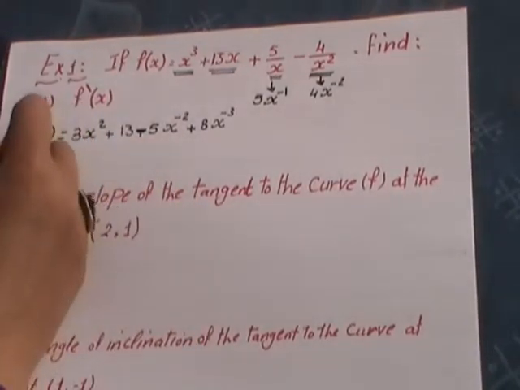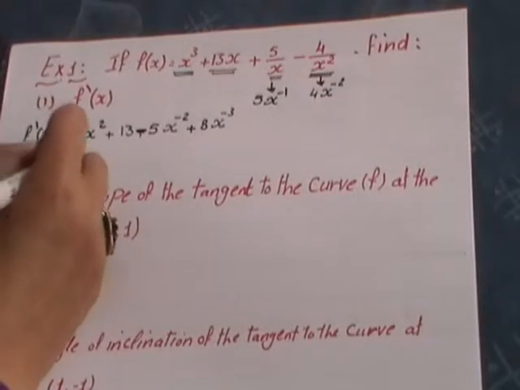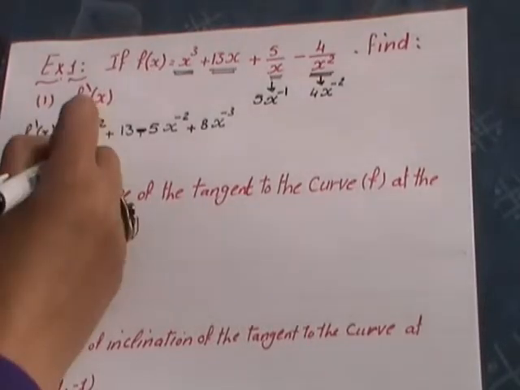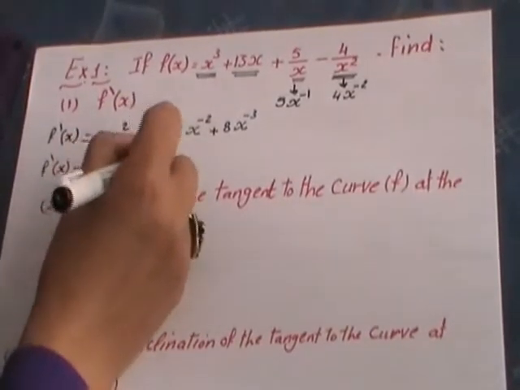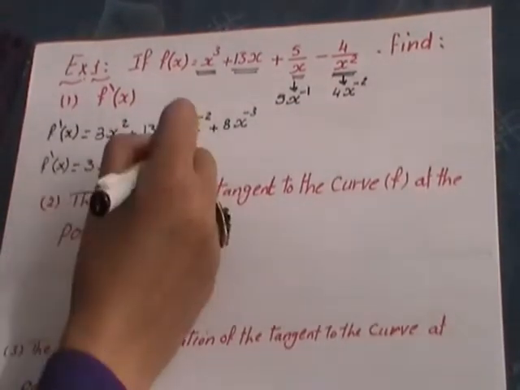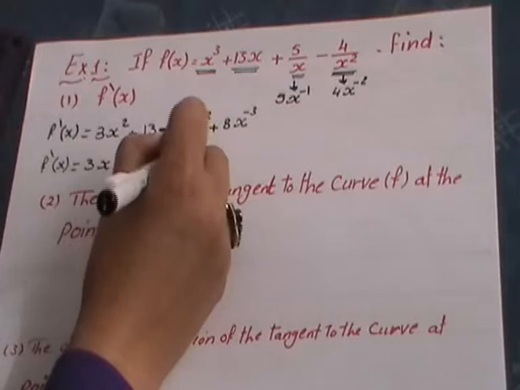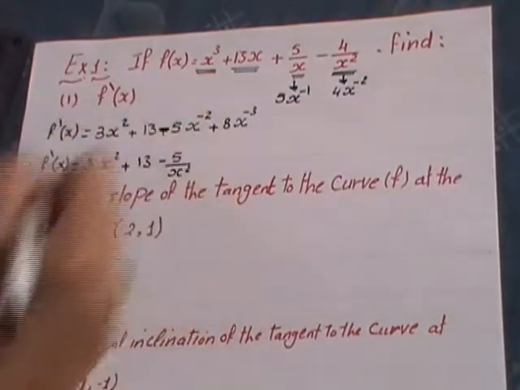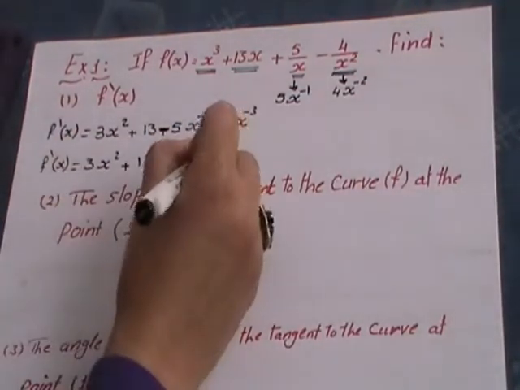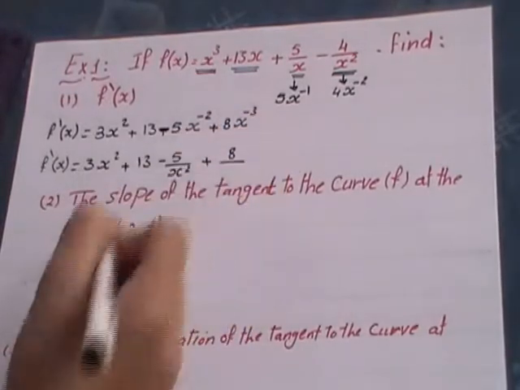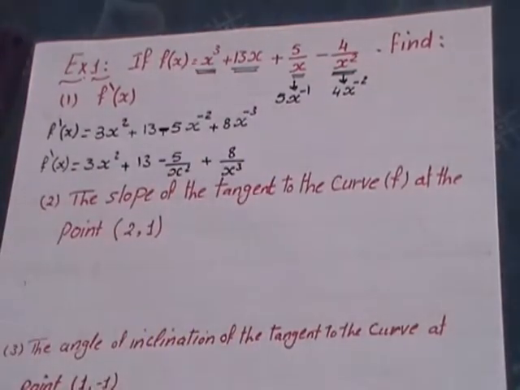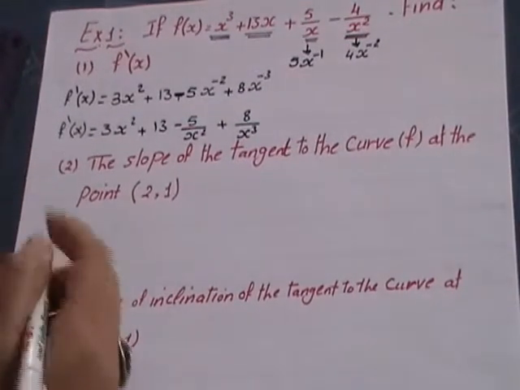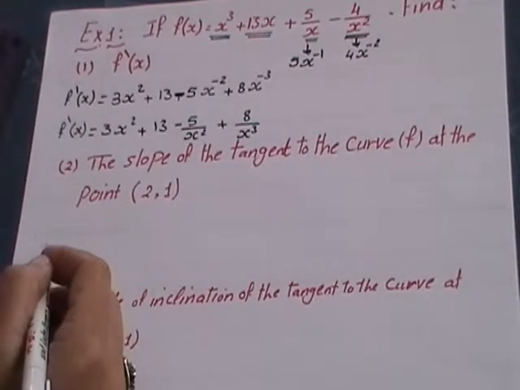So the f dash of x, the simplest form of it, will be 3x power 2 plus 13 minus 5 over x power 2 plus 8 over x power 3. Okay? Let's go to the second question about this problem.